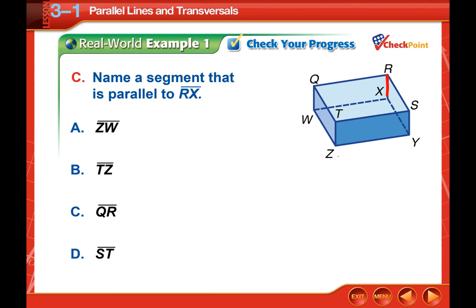ZW over here, that appears to be skew. TZ, that seems like it's a possibility. QR, that is actually intersecting. And ST is also skew. So our answer here is TZ. Okay, they never cross, and we can draw a plane between them.